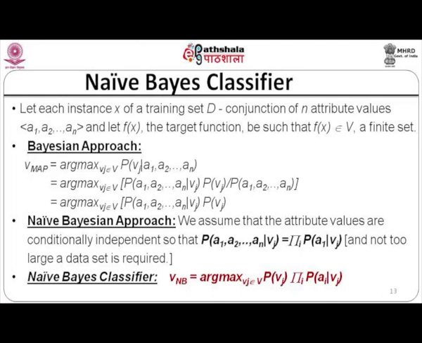But in the naive Bayesian approach, we assume that the attribute values are conditionally independent and therefore not too large a data set is necessary. So, we replace the maximum a posteriori by V of naive Bayes equal to argmax over Vj belonging to V, where Vj is the target value, of the probability of Vj, that is the prior probability, and the product of the probabilities of each of the attributes given Vj. Suppose you have n attributes, it is the product of all the individual probabilities of the n attributes. So, that is the modified definition of the naive Bayes.